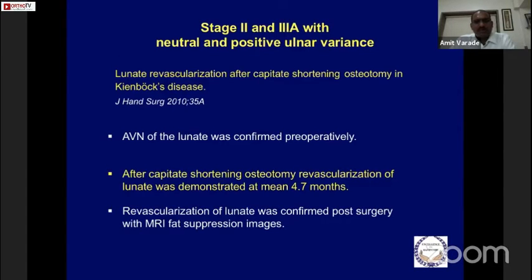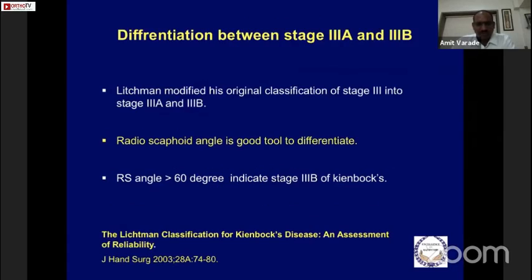Now we see patients of stage 2 and stage 3A when there is neutral or positive ulnar variance. In such cases, we can do capitate shortening osteotomy. There is enough evidence to suggest that after this osteotomy, there is revascularization of the lunate. But personally, I don't have any experience of this procedure.